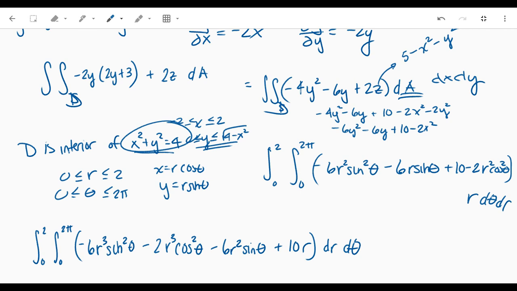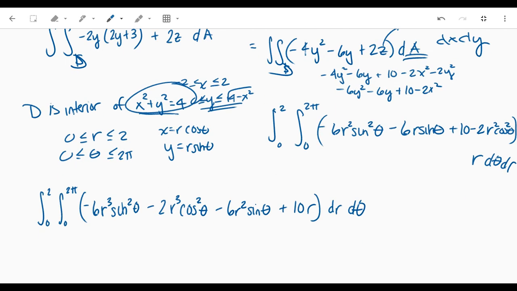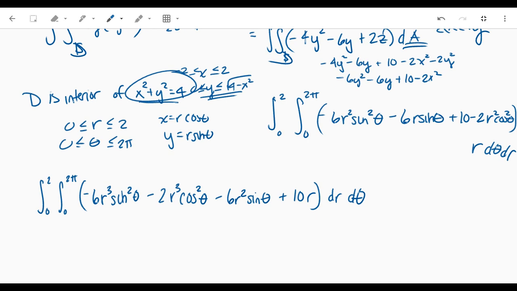Let's do, you know, I want to get the r's out of there first. So I'm going to switch the order. Since everything's constant, I can do it in whatever order I want.